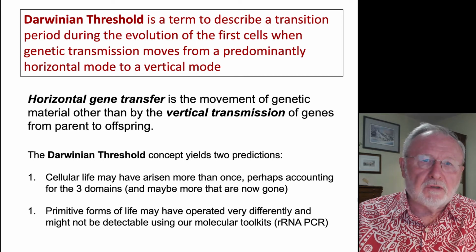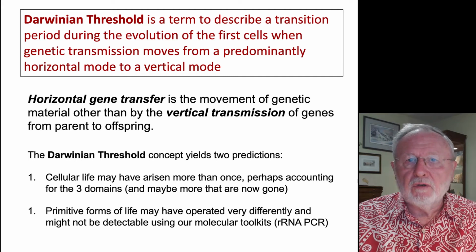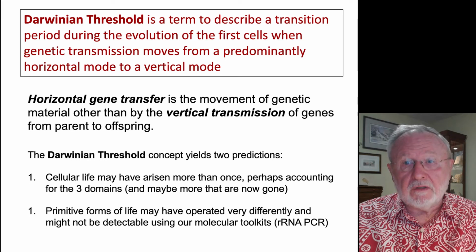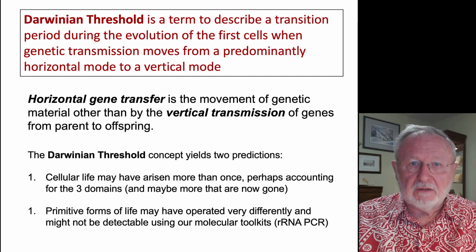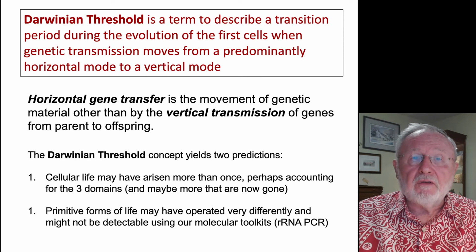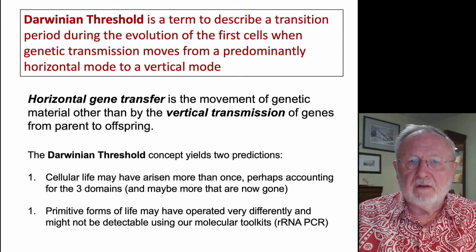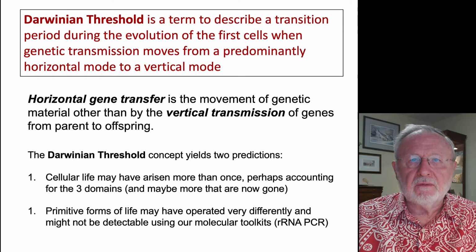The Darwinian threshold concept has two predictions. First, that cellular life might have arisen more than once, perhaps accounting for the three domains, and others might have evolved as well, but are now gone. It also allows that primitive life forms may have operated very differently than they do today, and that might not be detectable using our current molecular toolkits of ribosomal RNA and PCR reactions.